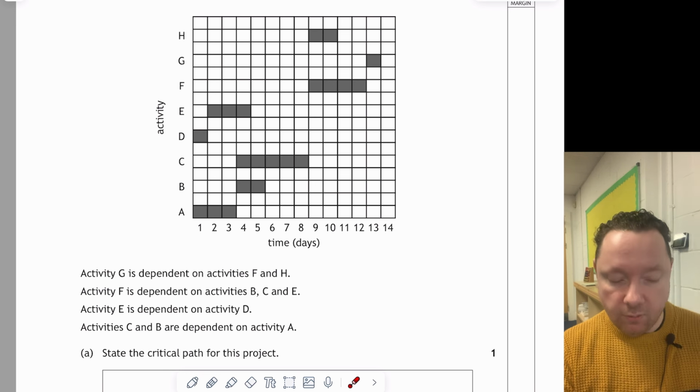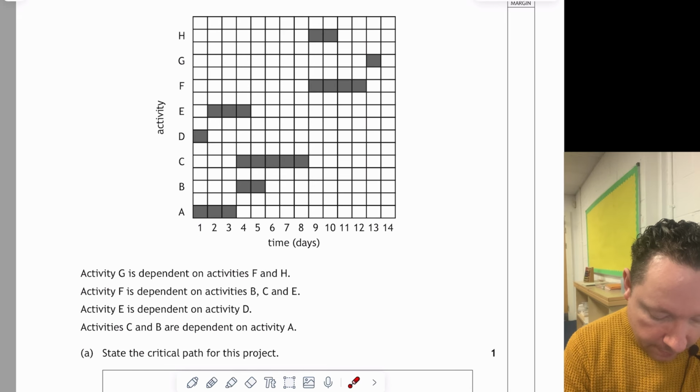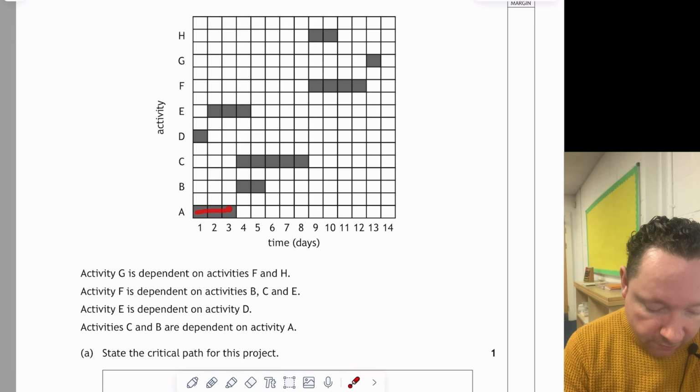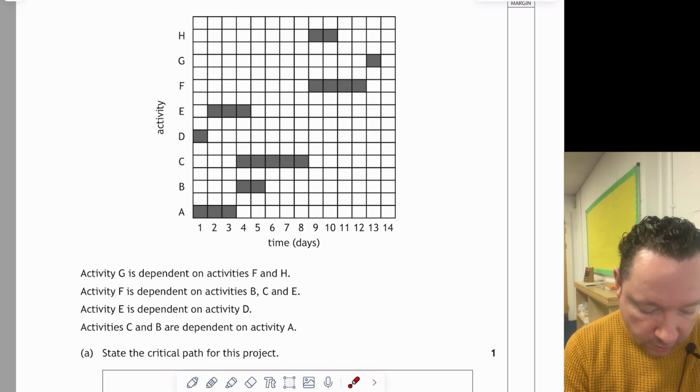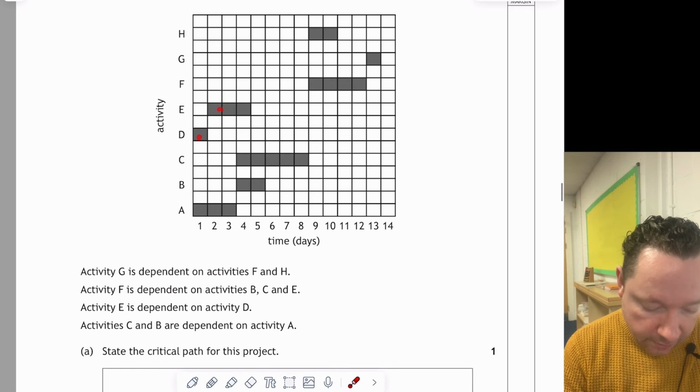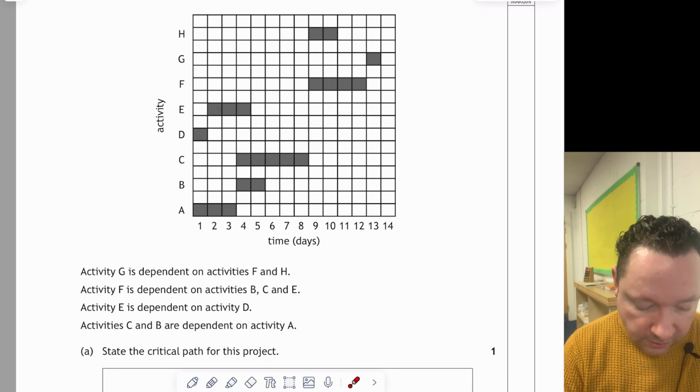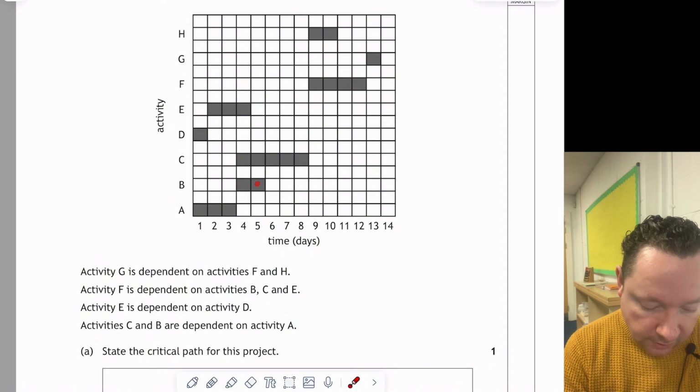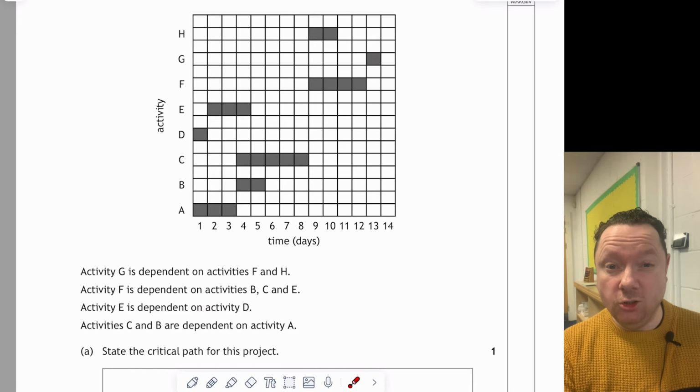What does that mean? Well, that means that if you look at A, you need to do A first before you go on to B and C. If you look at E, you need to do D first before you go on to E. If you look at F, you need to do B, C, and E first. B, C, and E before you go to F. And if you look at G, you have to do F and H first before you move on to G, which is what a Gantt chart usually shows.